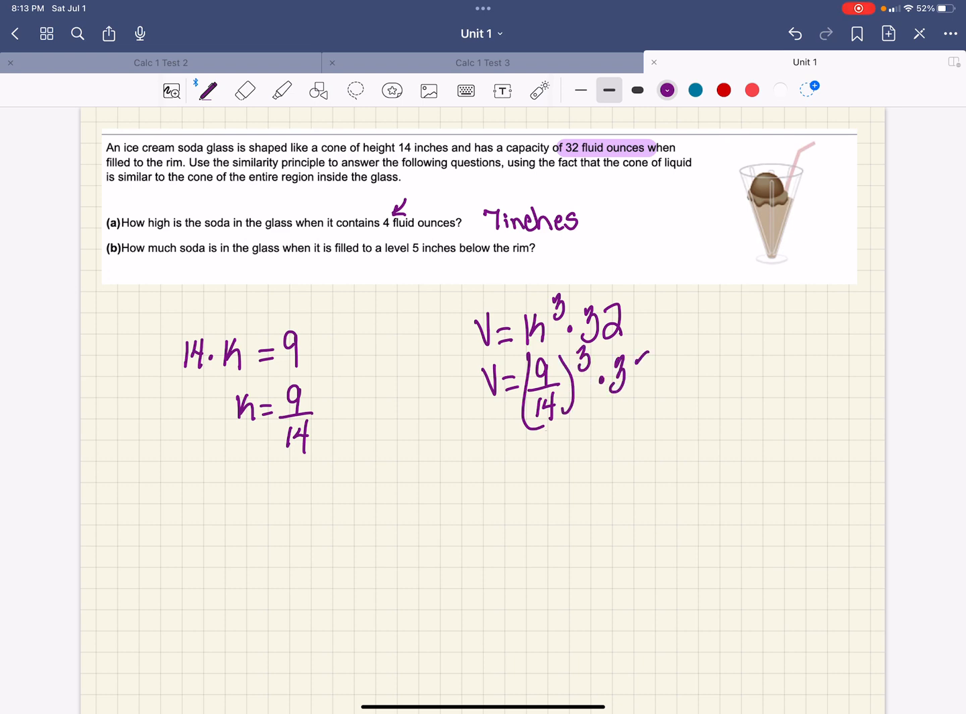And this one we're going to stick into our calculator. Now I want to be sure that you're plugging into your calculator correctly. So what you want to do is have parentheses, 9 divided by 14 on your calculator, close that parentheses, and you've got to have it in parentheses because we've got a fraction there, caret, raised to the 3rd power. Then we're going to multiply by 32. Let's go ahead and round to the nearest tenth, and so you're going to have 8.5 fluid ounces.